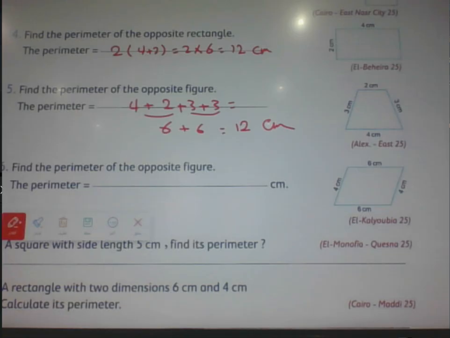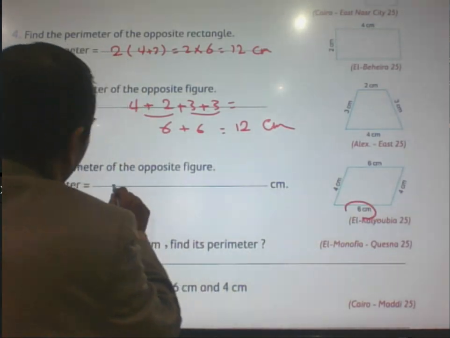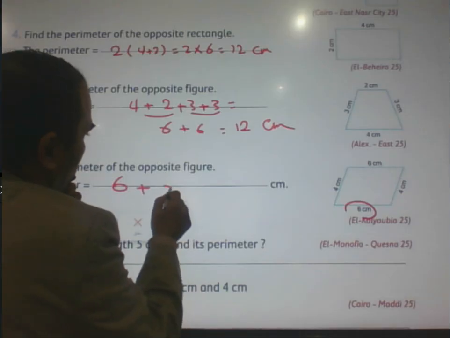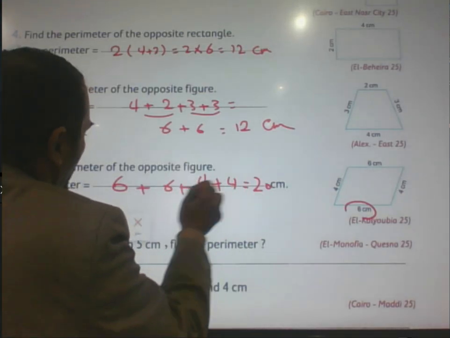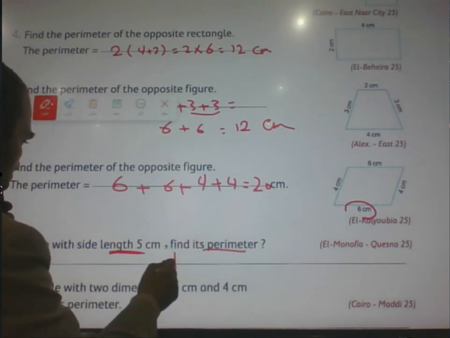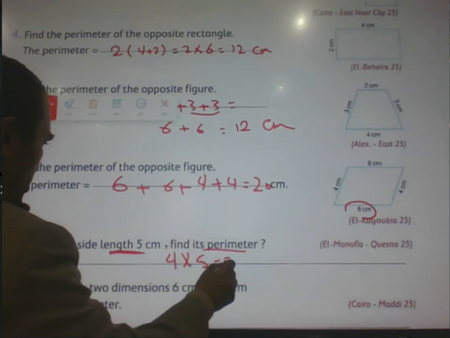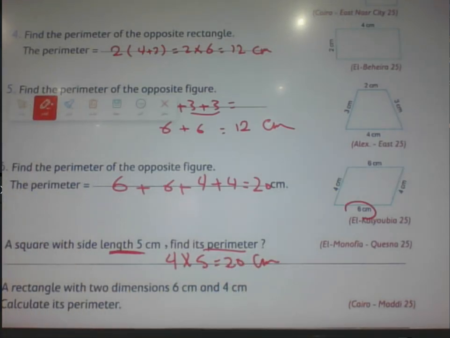Now we want to find the perimeter of the figure. We can add 6, 6 also, 4 and 4. The result will be 20 centimeters. A square with side length 5 centimeters. What is the perimeter? The perimeter equals 4 times 5. It's 20 because a square has 4 sides of equal length.